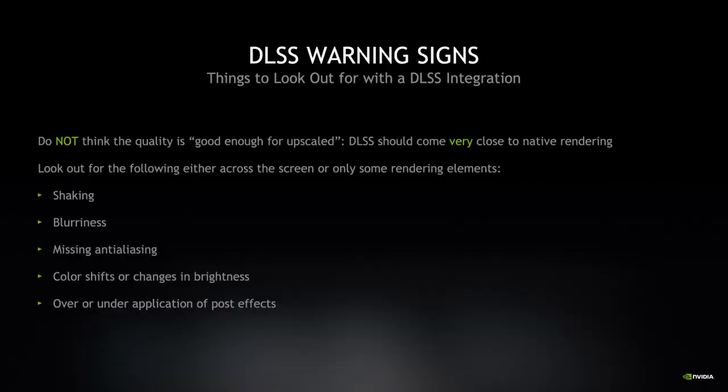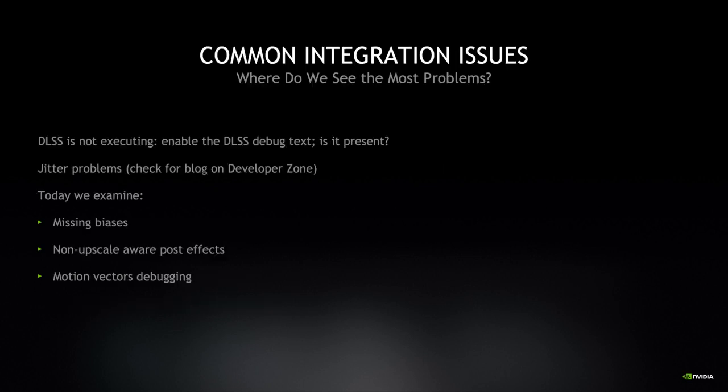So what are the types of things we want to look out for? Well, firstly, don't just assume, hey, DLSS is in, it's working, it looks okay. I guess, it's doing upscaling, so that's probably good enough. Not so with DLSS. DLSS should very closely match your native resolution. If you're seeing things like shaking, blurriness, edges that are too jagged, or objects that are missing anti-aliasing, or indeed anything that looks out of place, there could be something wrong with the integration. So now we're just going to work through some of the more common integration issues that we've seen and had experience with.